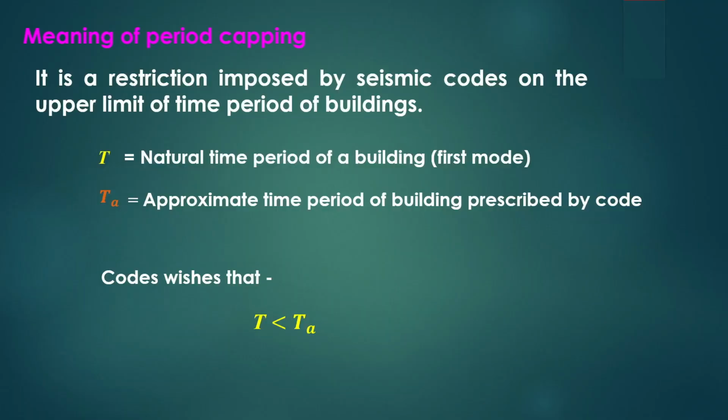The meaning of period capping is that the code imposes a restriction on the upper limit of the time period of the buildings, so that the natural time period of the building is not very large, that is, the building is not very flexible. We are using the symbol capital T for the natural time period of the building in the first mode, and T suffix A for the approximate time period of the building as prescribed in the code. So the intention of the code is this, that T is less than TA. That is, my building is not very flexible.